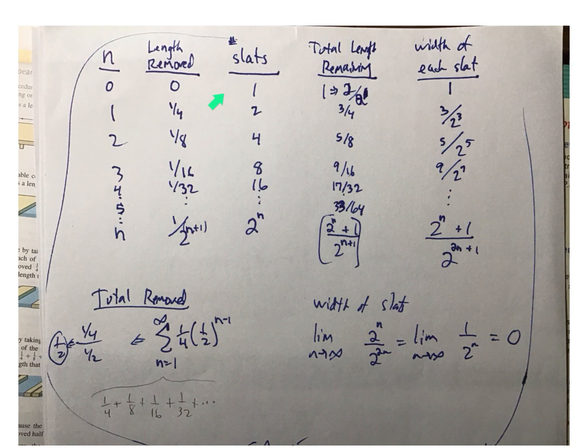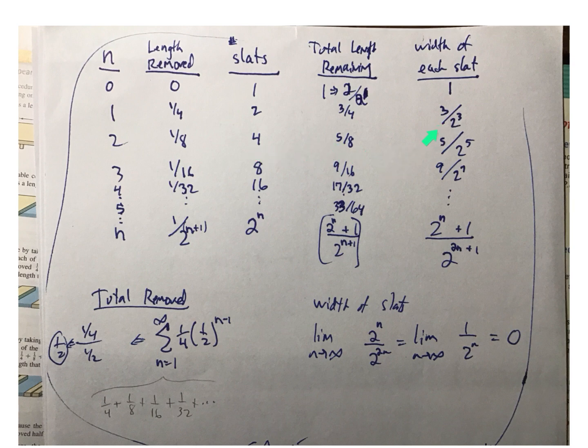Well, if we look at the width of each slat, it is 1 in the beginning, and then when we remove a quarter, there's only 3 quarters left remaining, but there's 2 slats, so 3/4 divided by 2 slats is 3/8 per slat. And then when we remove another eighth, there's only this much remaining, but there's 4 slats, so each slat is the width remaining divided by 4 slats, which is this much.